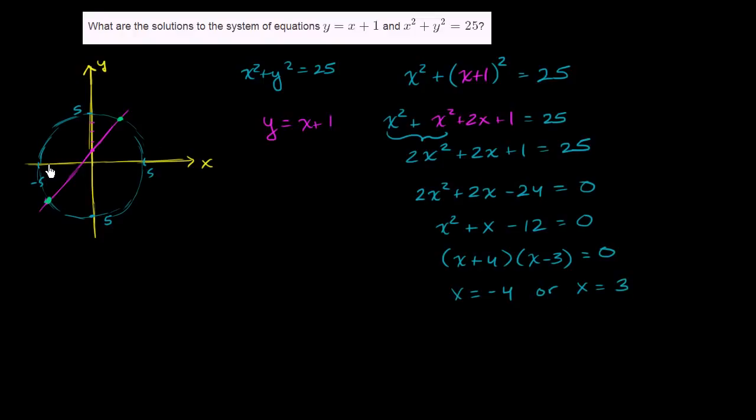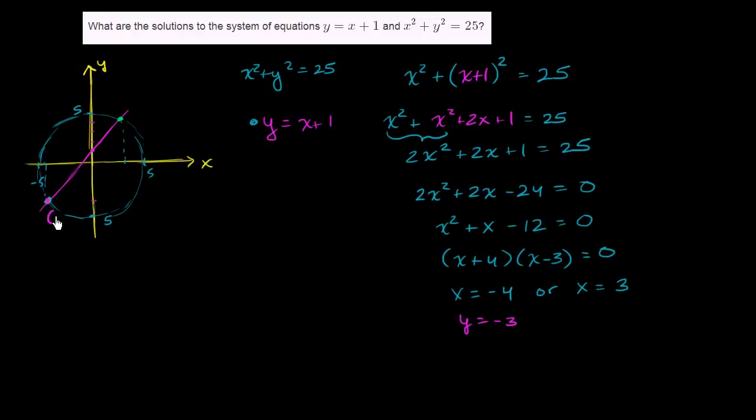So this right over here is a situation where x is negative 4. This right over here is a situation where x is 3. So we're almost done. We just have to find the corresponding y's. And for that, we can just resort to the simplest equation right over here. Y is x plus 1. So in this situation, when x is negative 4, y is going to be that plus 1. So y is going to be negative 3.